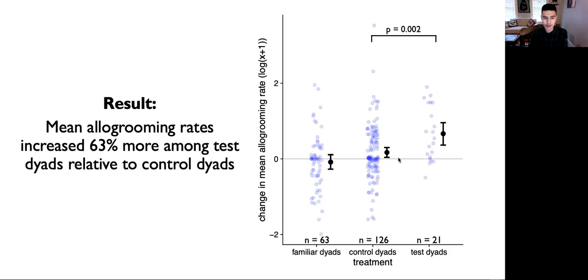Now, what did we find? Well, we found some pretty strong support for our prediction. Mean allogrooming rates increased 63% more among test dyads relative to control dyads, and this is, of course, visualized here with the actual data now. We have our mean grooming rates with these black points with corresponding bootstrapped 95% confidence intervals for each dyad type.